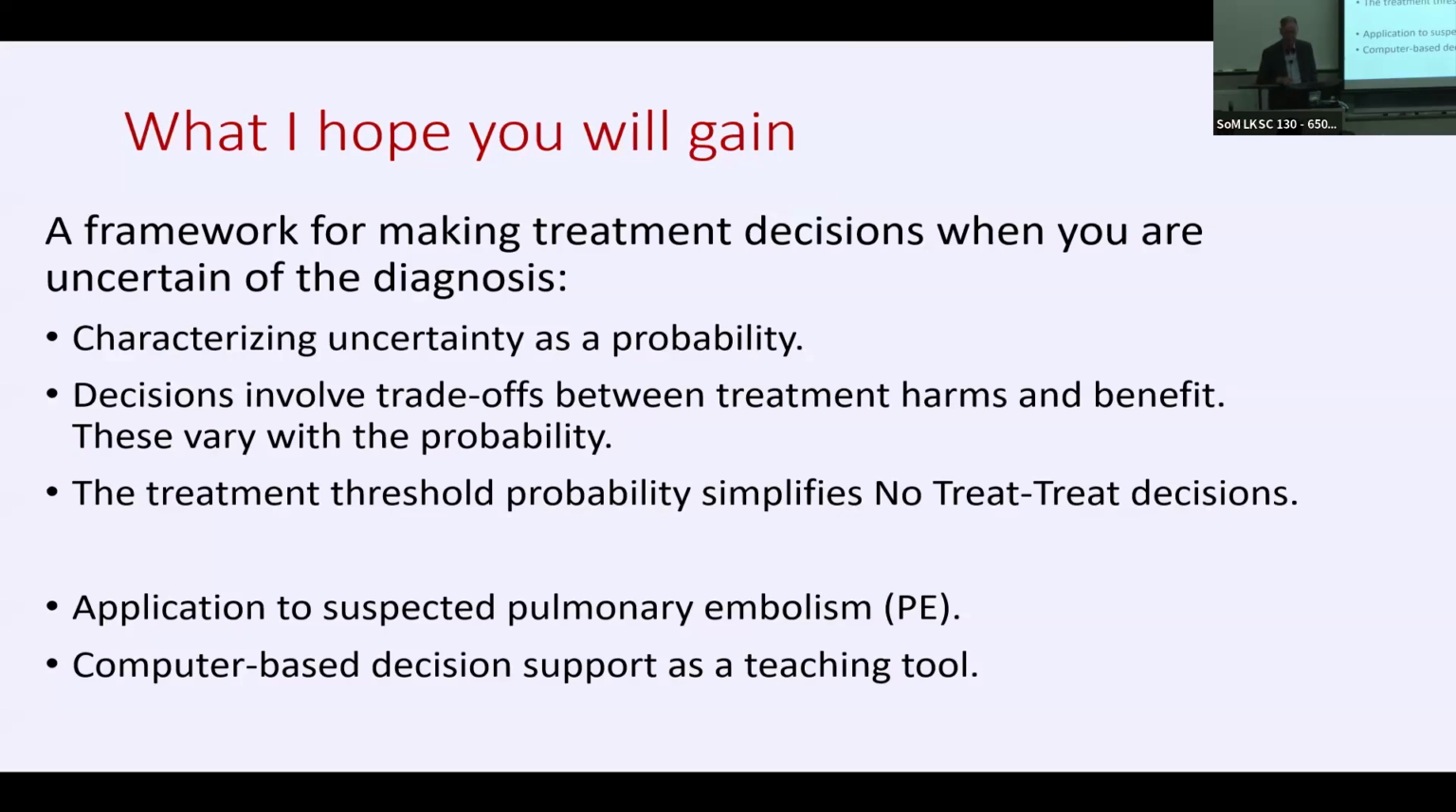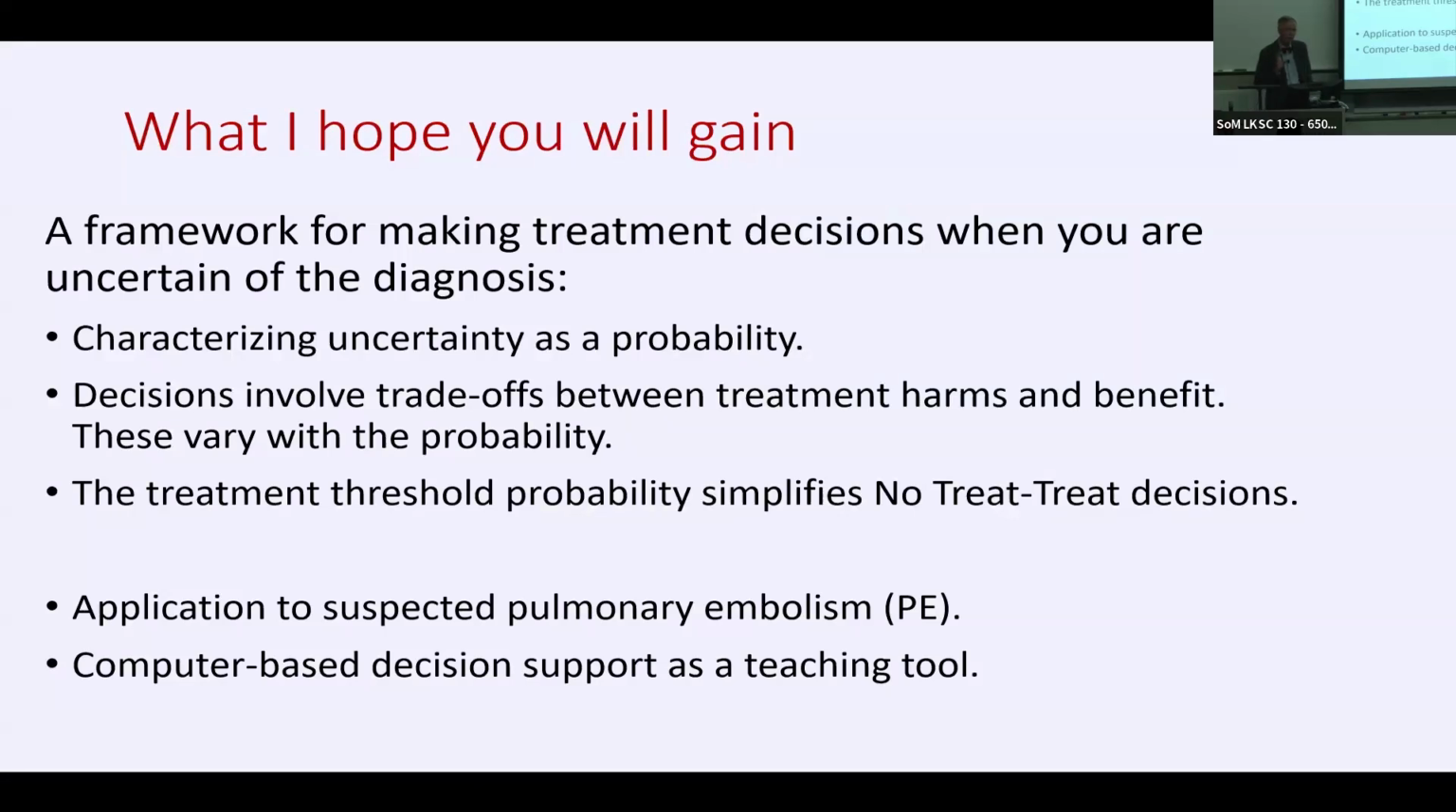So what I'd like you to think about is a framework for making treatment decisions when you're uncertain about the diagnosis, decision-making under uncertainty. What you start with is characterizing your uncertainty with a number, a probability.